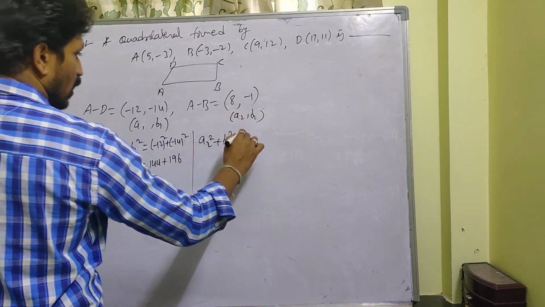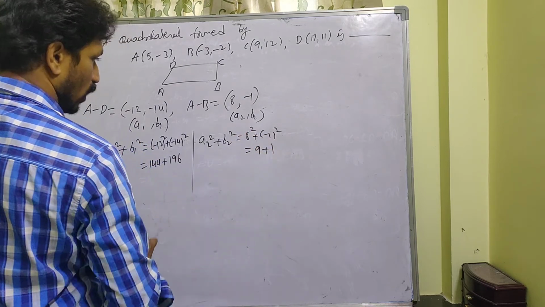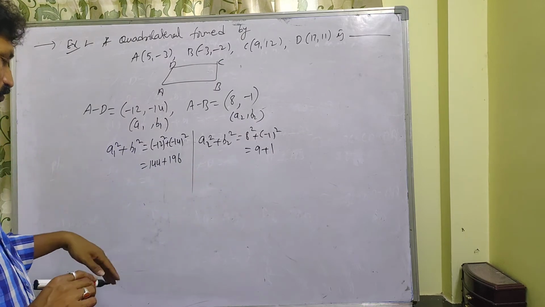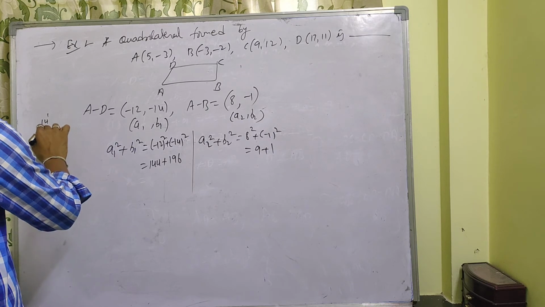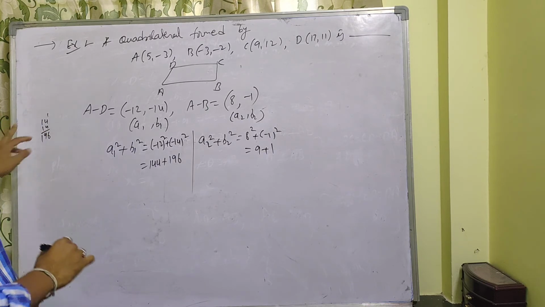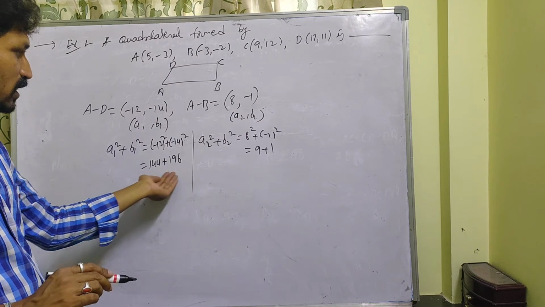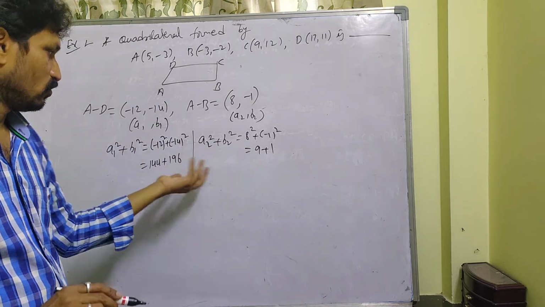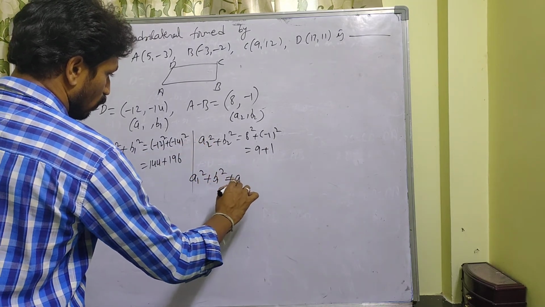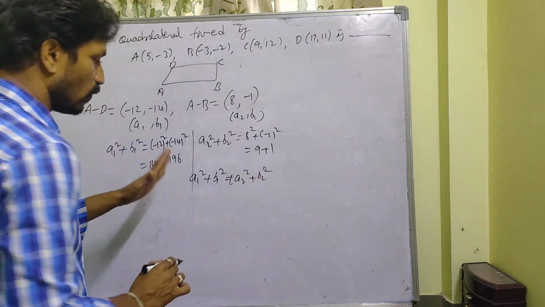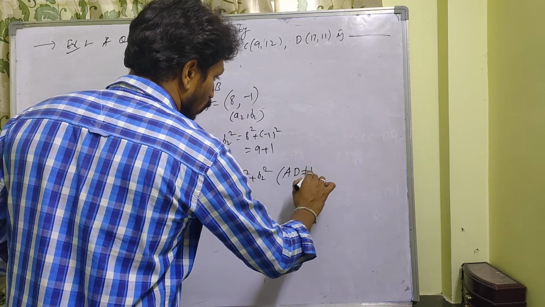Next, A2 square plus B2 square you take. That is 8 square plus minus 1 whole square, that is 64 plus 1. So these two are not equal. 144 plus 196 is more than 64 plus 1. No need to simplify, just what can you conclude here? A1 square plus B1 square is not equal to A2 square plus B2 square. If sides are not equal, what can you say? AD is not equal to AB.